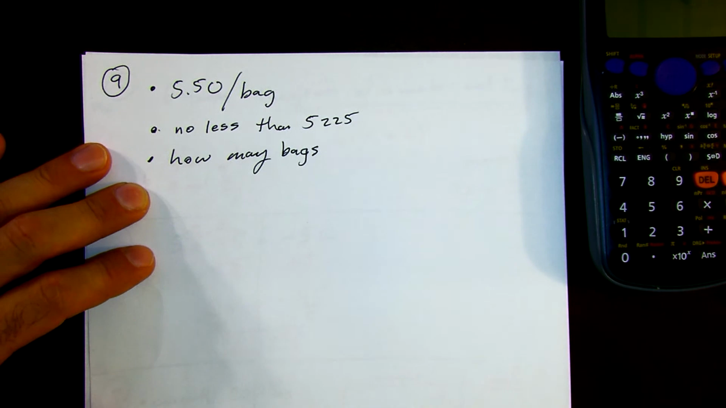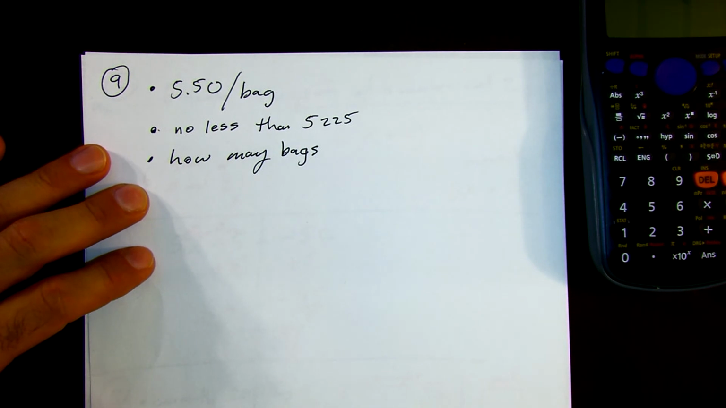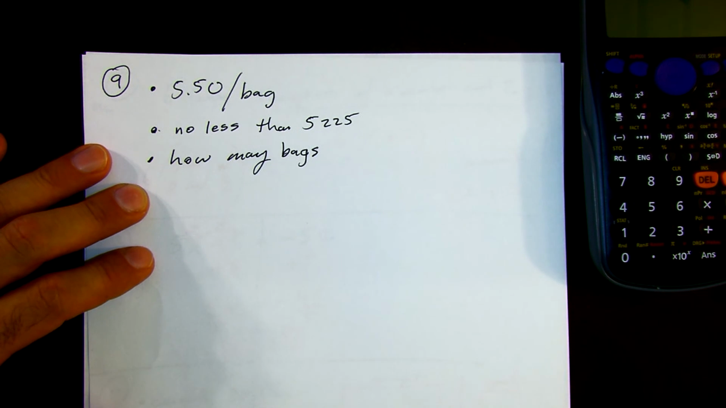So could I raise $5,225? Is that okay? If I can have no less than $5,225, I could have exactly that amount, but I can have no less. So I need that or more, right? I can raise $6,000, $10,000. Can't raise $4,000.